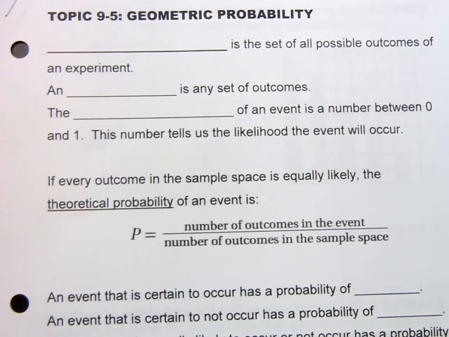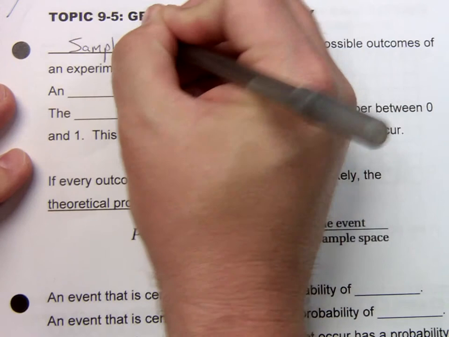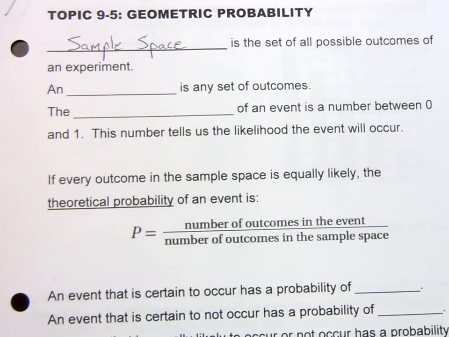Alright, we're talking about geometric probability today. I'm going to discuss some vocabulary first. The sample space. The sample space is the set of all possible outcomes of an experiment. So if your experiment is flipping a coin, then typically heads and tails are the two possible outcomes. So heads and tails would be the sample space.